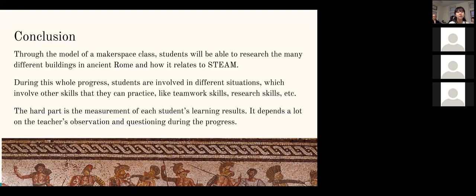The only hard part we believe is the measurement of each student's learning results, because the aim of these 4 weeks is that the teacher wants to make sure the students have learned the different architecture of Roman buildings. So the educator really needs to focus during this process on observation and questioning students about whether they understand, and help them solve different problems or teach them other skills to let them solve the problems themselves. Yes, that's all. Thank you.